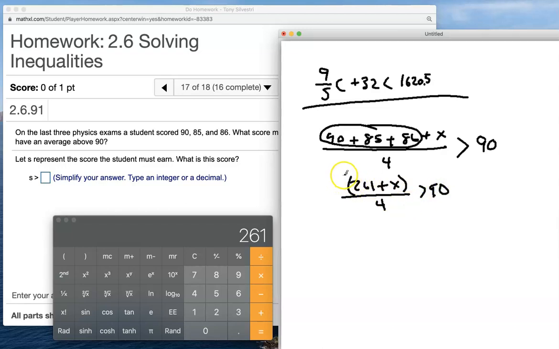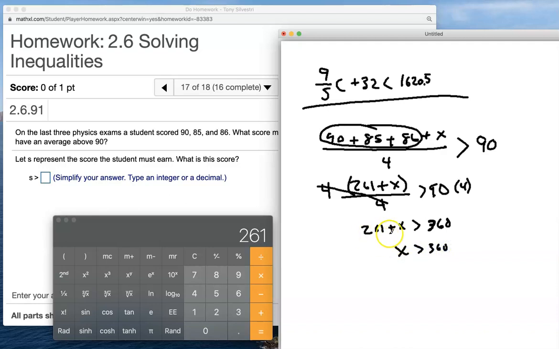What I'm going to do is multiply. This bundle is being divided by 4, and I would like to get that division by 4 out, canceling the 4's. Because I'm multiplying both sides by a positive number, I don't change the direction of the arrow. You're left with 261 plus x is greater than 360.